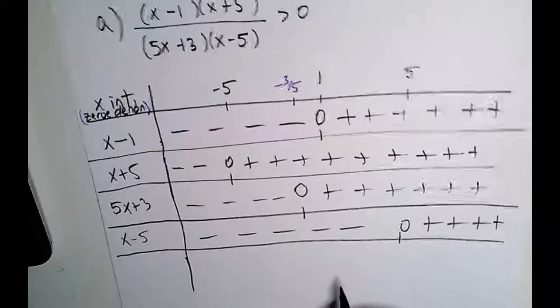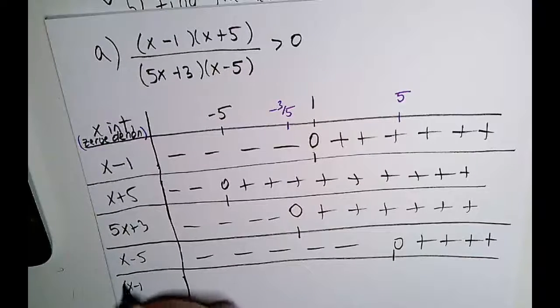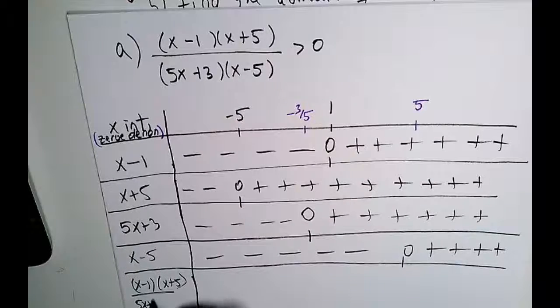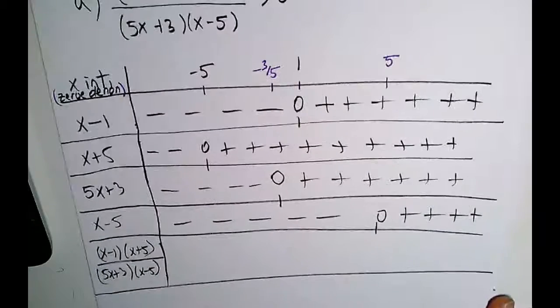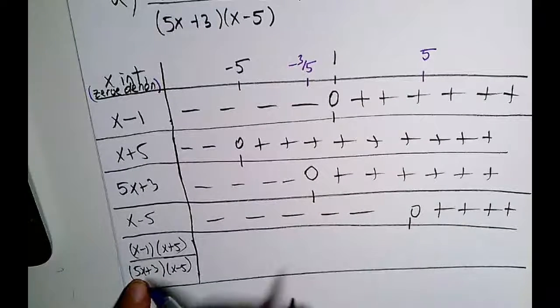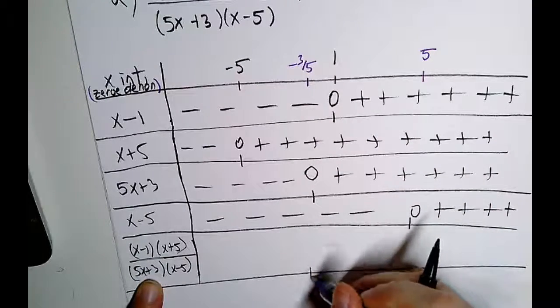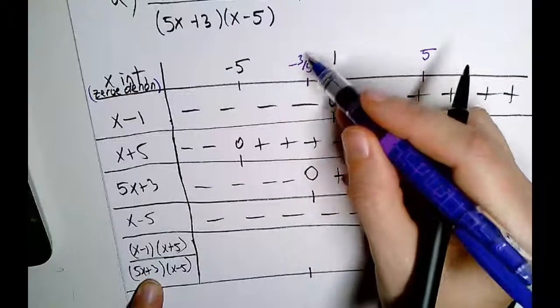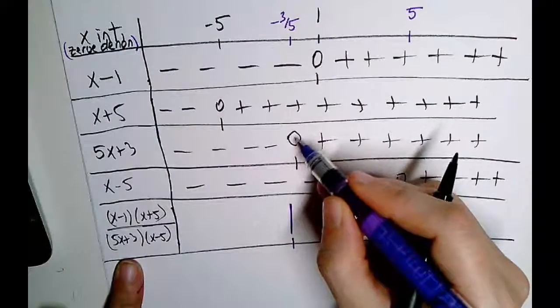Now, in the last row, I'm going to put the whole rational expression, x minus 1, x plus 5, over 5x plus 3, x minus 5. But the first thing I need to keep in mind is that I can't divide by 0. So when 5x plus 3 is 0, right here, I cannot divide by 0. So I'm going to put a vertical bar in here. I cannot divide by 0.